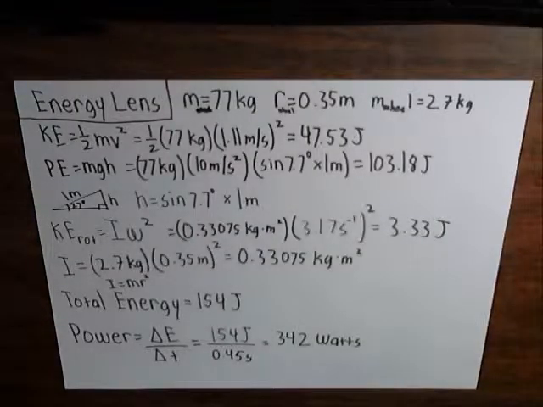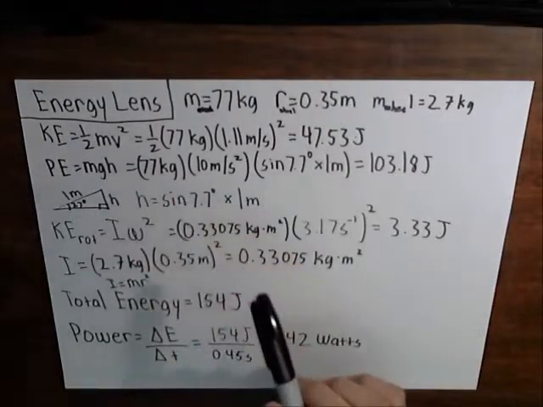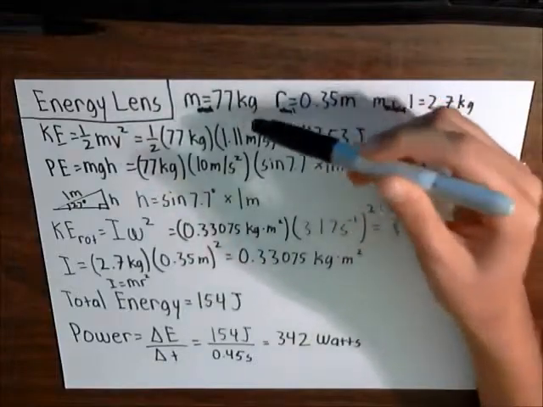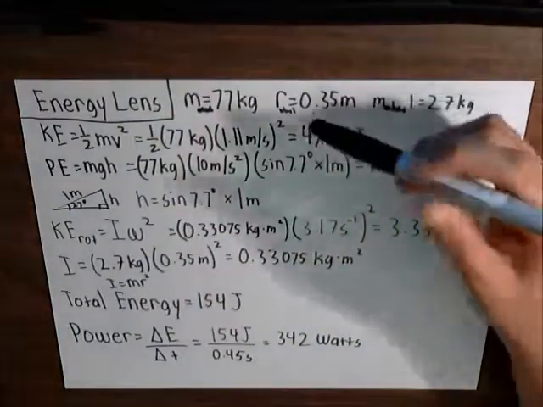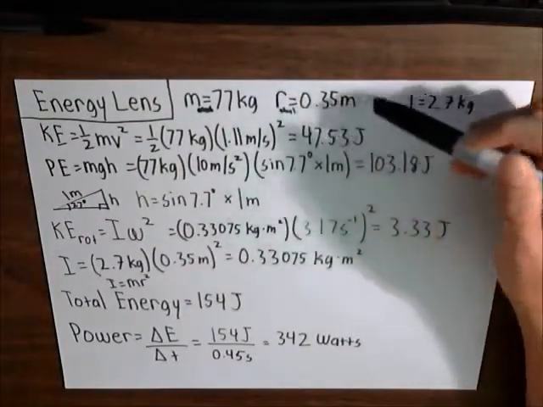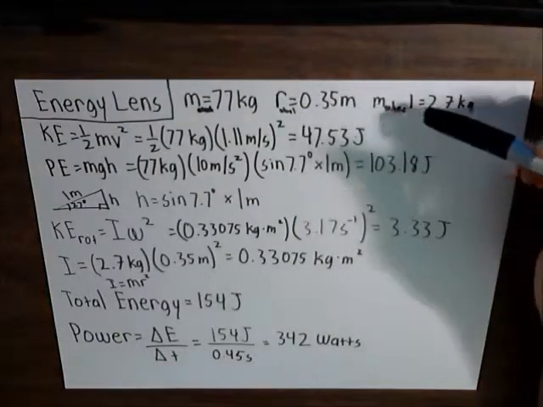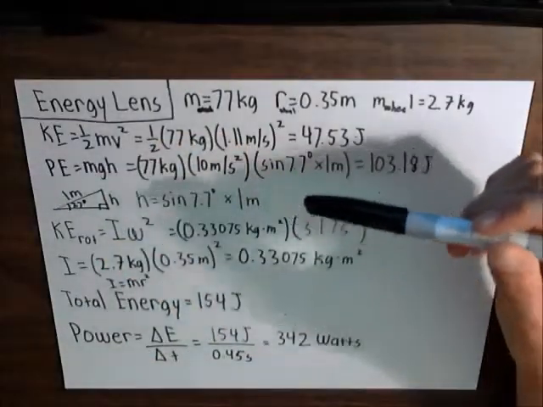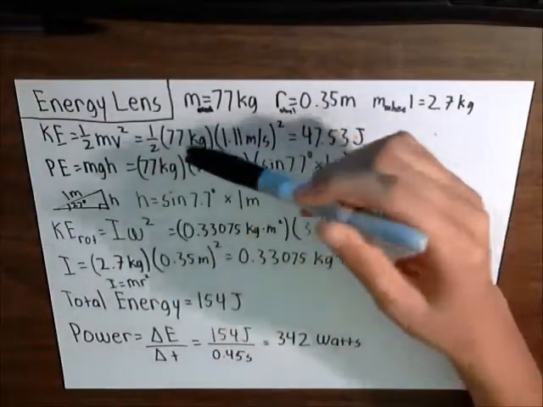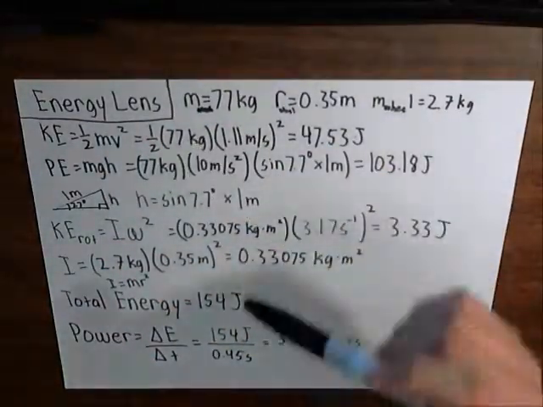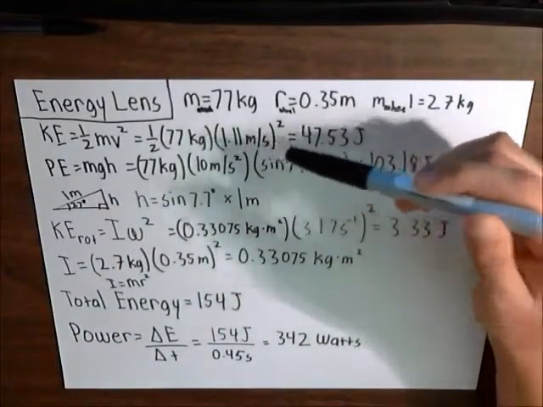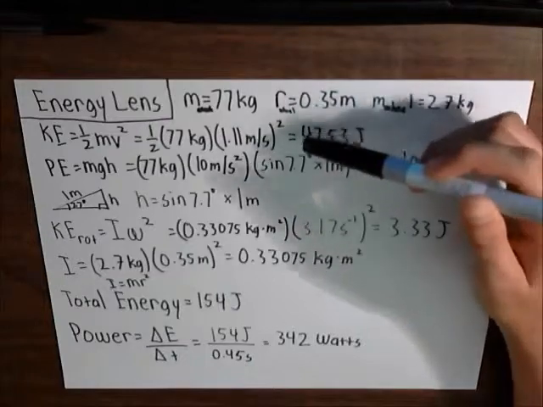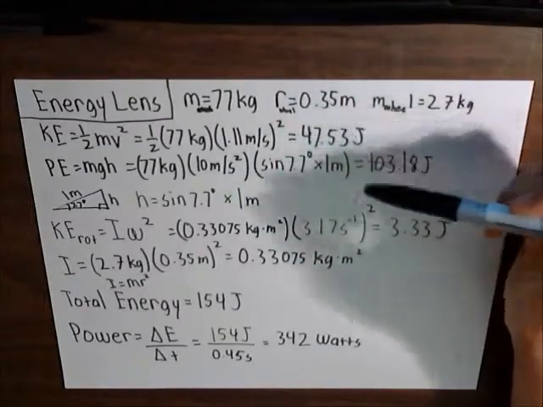So now we can look at this problem through an energy lens, and we know that the mass of the rider and the bike together is 77 kilograms. We know that the radius of the wheel is 0.35 meters, and we know that the mass of the wheel is 2.7 kilograms. So first we can find the kinetic energy. So 1/2 times the mass of the bike times 1.11 meters per second quantity squared. So we would get kinetic energy to be 47.53 joules.